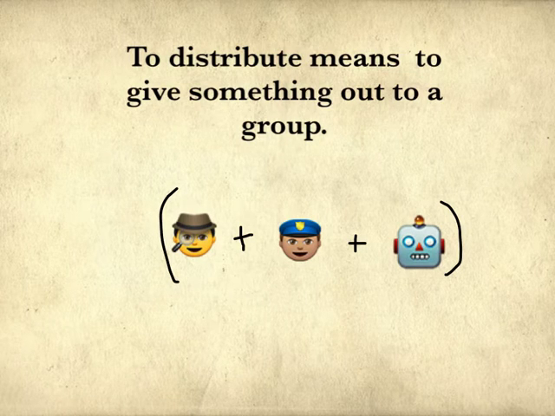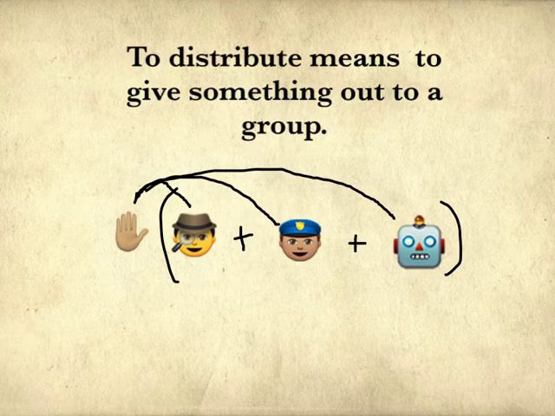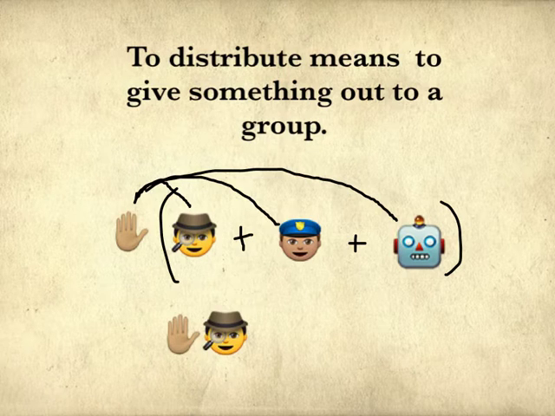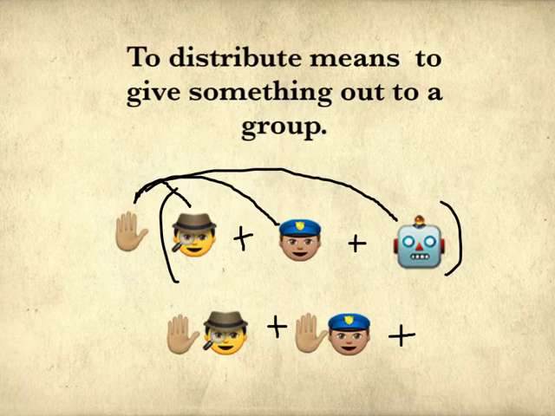Now, since I like to give out high fives, we are going to be distributing our high fives to each of these people. So what would happen is that your high five would go to the detective, and a high five to the police officer, and a high five to the robot. So what this means is that the high five and the detective are together. And a high five to the police officer, and a high five to the robot.